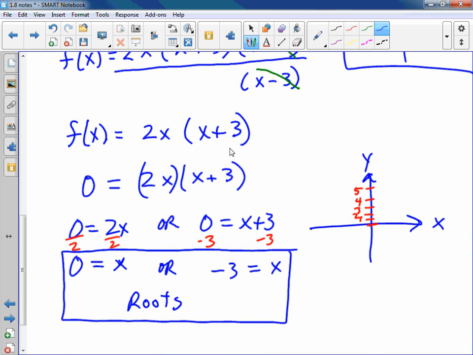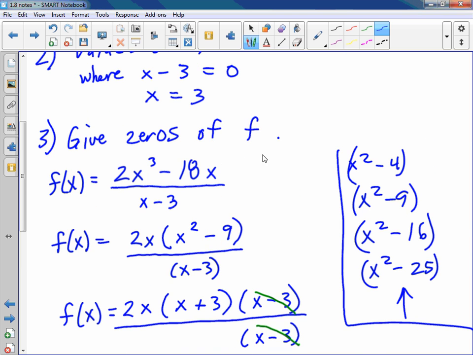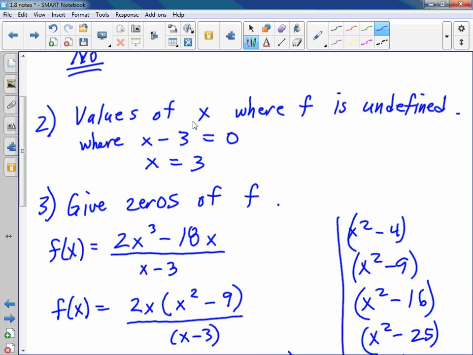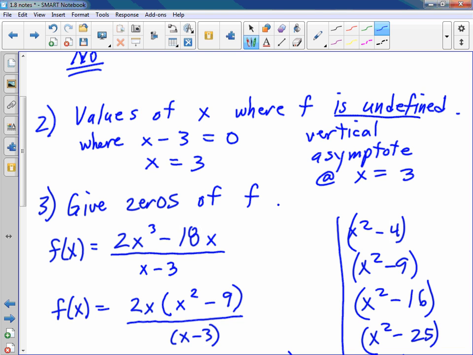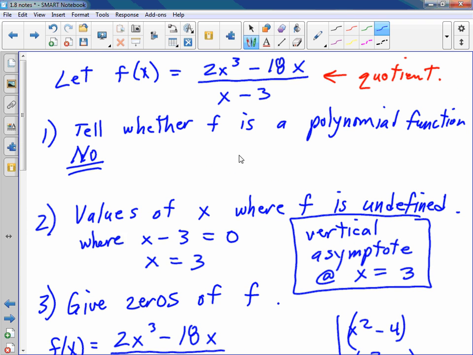Okay, so let's see. We answered number 3. Give the zeros of f, or the roots. Place where f is undefined: x equals negative 3. We suspect there's going to be some kind of a vertical asymptote there. x equals 3. And it is not a polynomial function because it is the quotient of one polynomial divided by another.